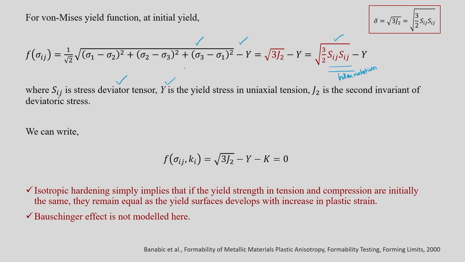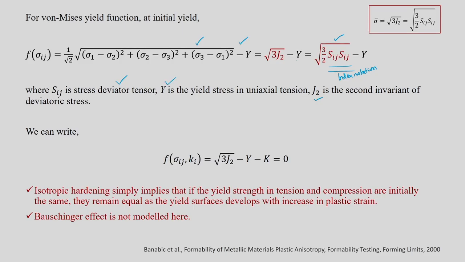Y is known to you. What is J2? J2 is the second invariant of deviatoric stress. There are invariants like I1, I2, I3 and J1, J2, J3. I1, I2, I3 are generally related to the stress tensor, and J1, J2, J3 are related to the deviatoric tensor, and J2 is the second invariant of deviatoric stress.